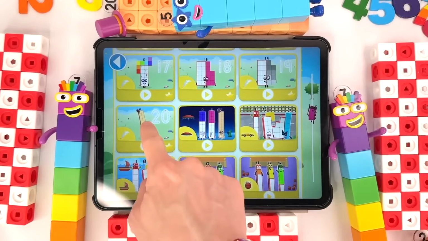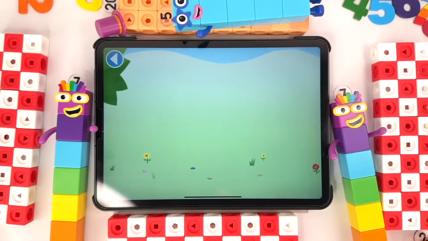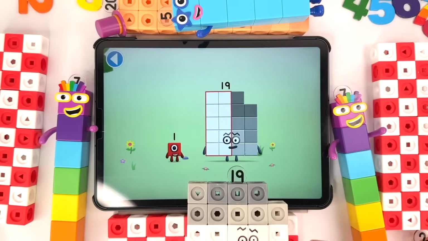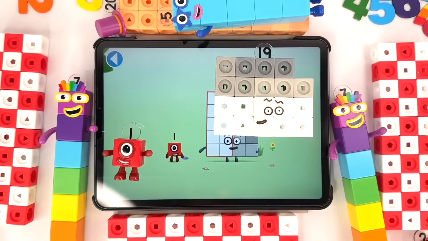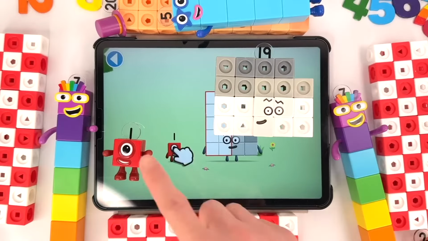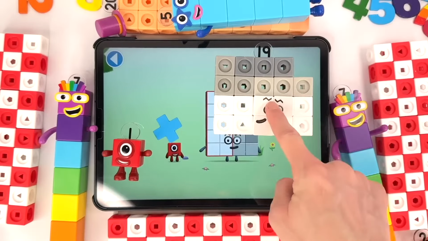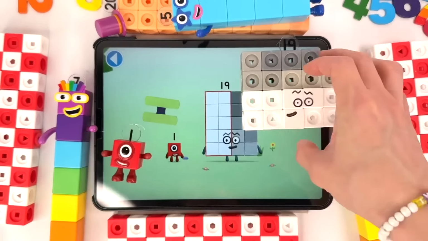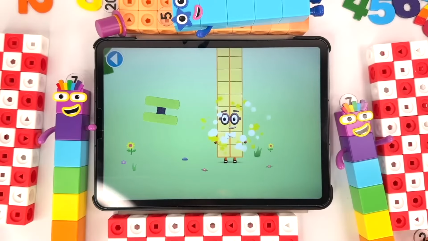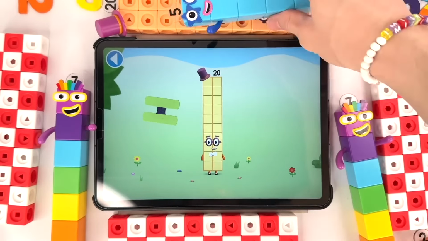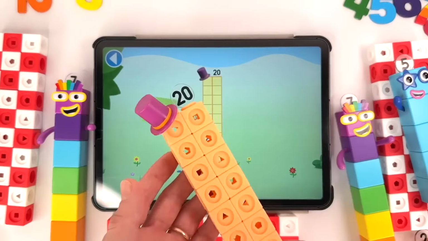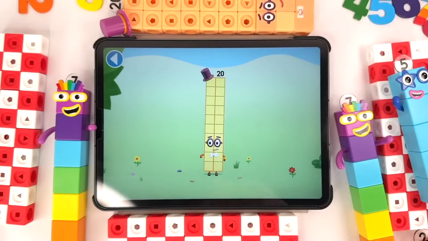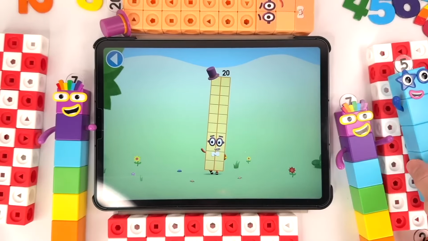Look, this 20. You're about to meet number block 20. Can you add 1 to 19 and make number block 20? Drag number 1 plus 19 equals number block 20. Hooray! 20. This is number block 20. This number block is made up of 20 blocks. But we need big number block. Are you ready for the big dance number? That's me!